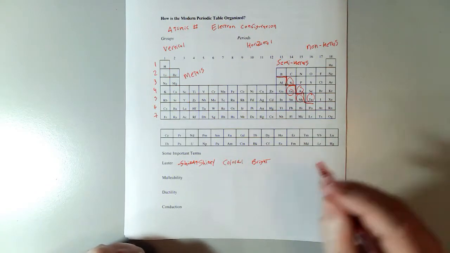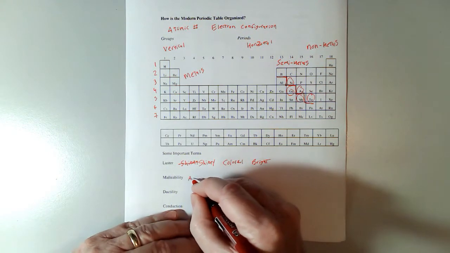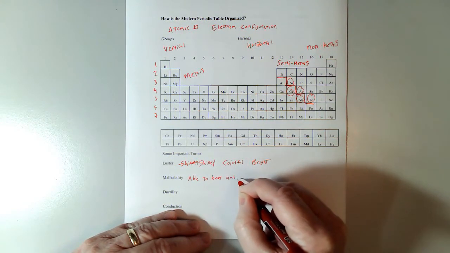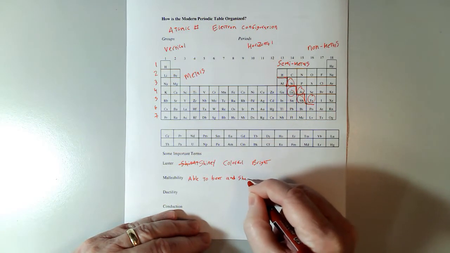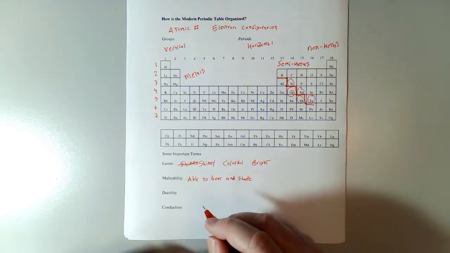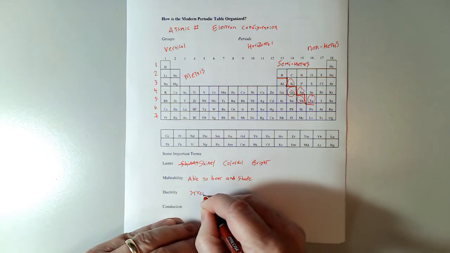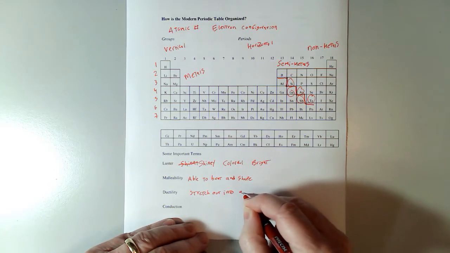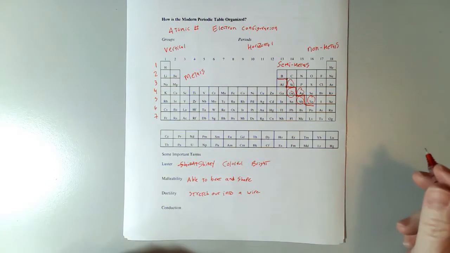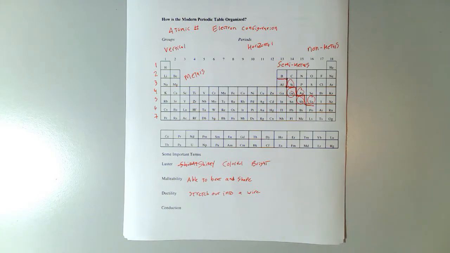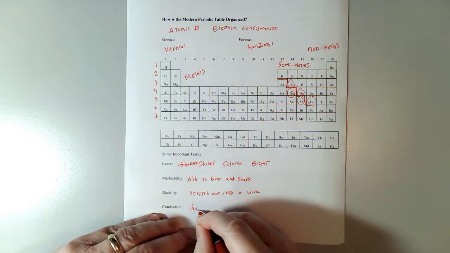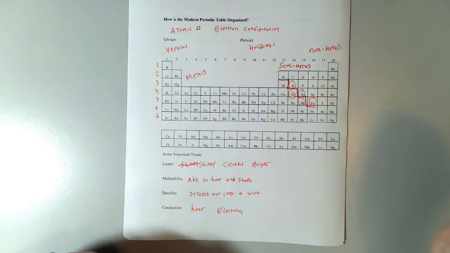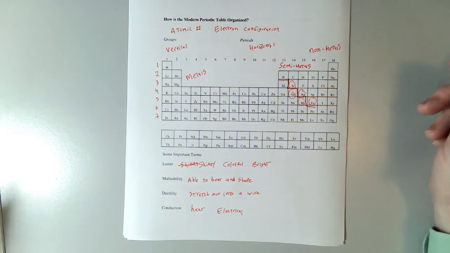Okay. Now, malleability is the ability to beat and shape. Ductility is the ability to stretch it out into a wire. Okay? And conduction is whether it can carry. We have heat conduction, something that carries heat. We have electrical conduction, something that can carry an electric current.